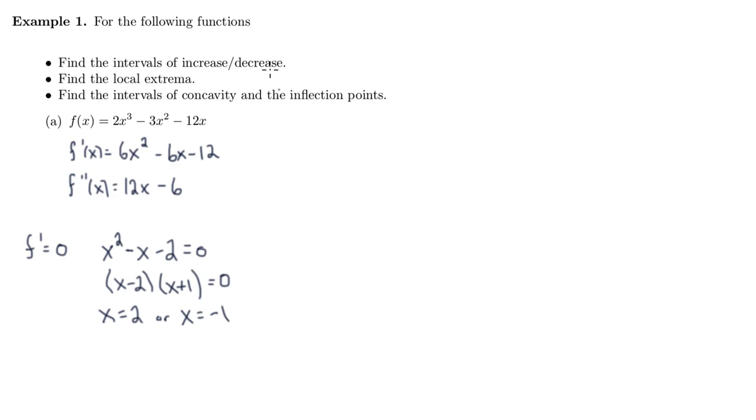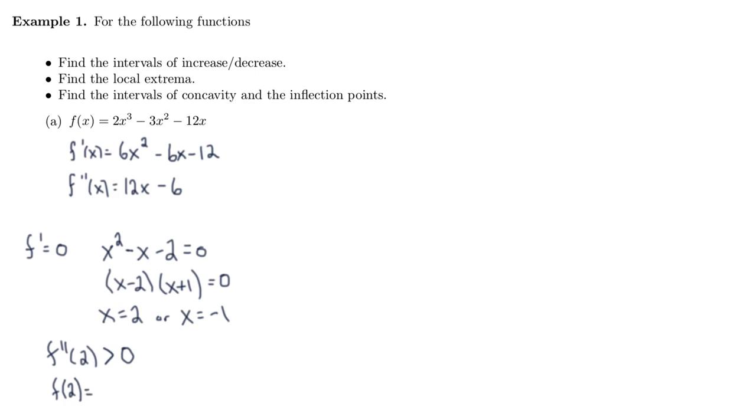So before we find the intervals of increase or decrease, let's try to use the second derivative test to see whether or not x equals 2 or x equals negative 1 are where local extrema occur. So f double prime of 2 is what? Remember, we don't even care what the actual value is. I just want to know whether it's positive or negative. It's going to be positive, right? Because 12 times 2 is a lot bigger than 6. So it's positive.